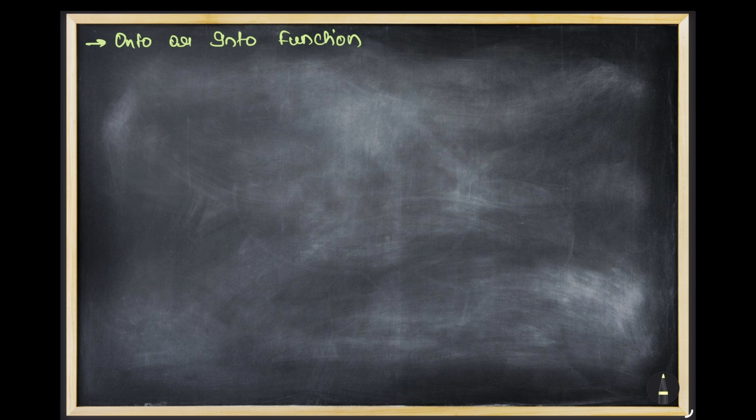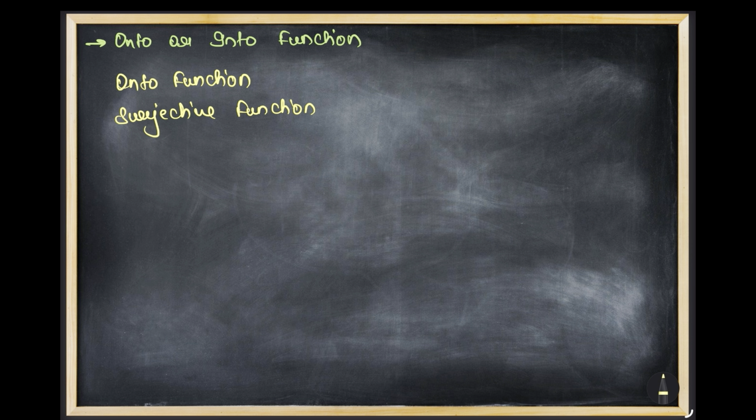So, we are back with a wholesome new session in which we will decode the concept of onto function and into function. First, we will try to understand onto function. This onto function is also called a surjective function. You have to memorize the word because this is important.